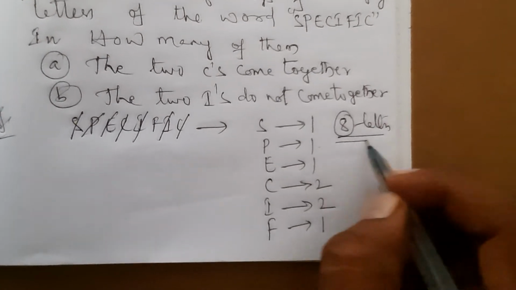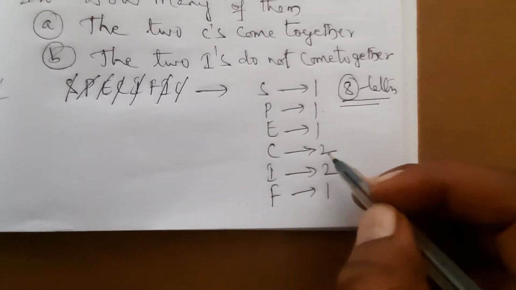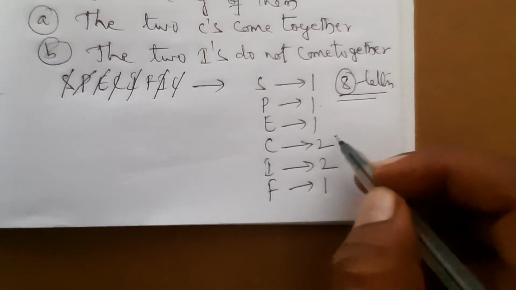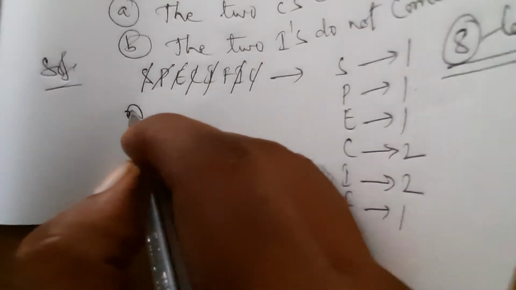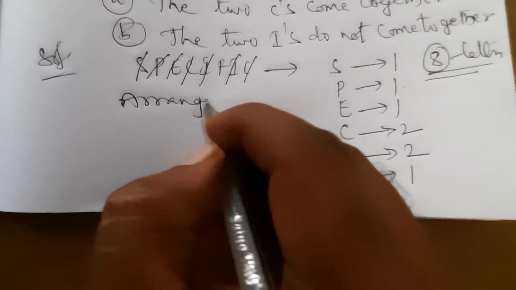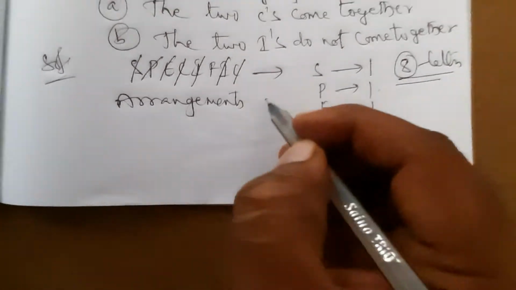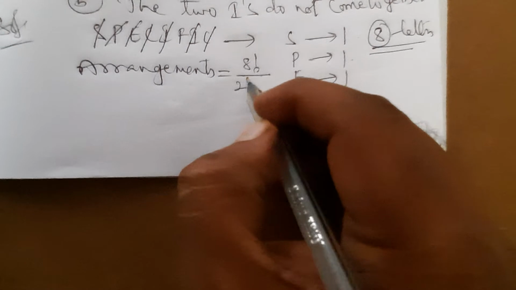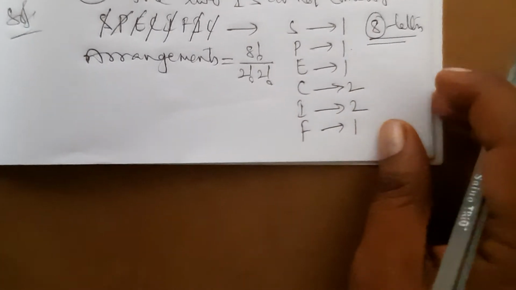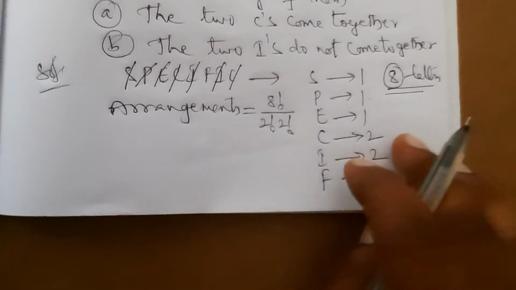Classification: out of these 8 letters, 2 similar things of C and 2 similar things of I are there. First we can find the number of arrangements. How many arrangements can we do? First of all, the number of arrangements equals 8 factorial by 2 factorial by 2 factorial. So first of all, this is the total number of arrangements.